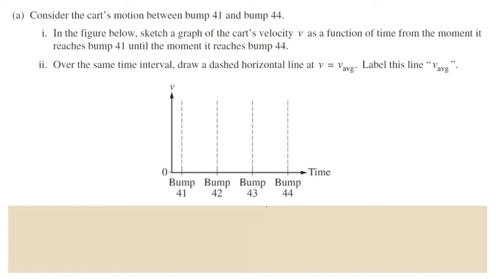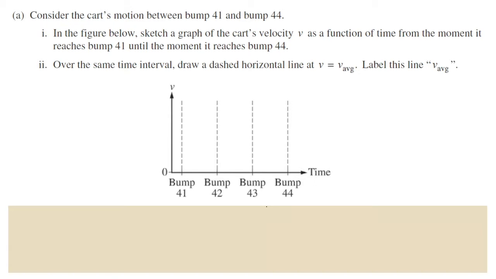It says in the figure below, sketch a graph of the cart's velocity v as a function of time from the moment it reaches bump 41 until the moment it reaches bump 44. Over the same time interval, draw a dashed horizontal line at v equals v average. Label this line v average. I like this question because it's a kind of question that you've never seen before. They do dream up some totally bizarre situations on the AP test, but this is a good thing for us to talk about, I think.